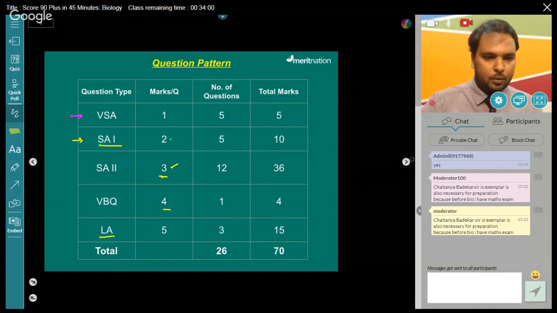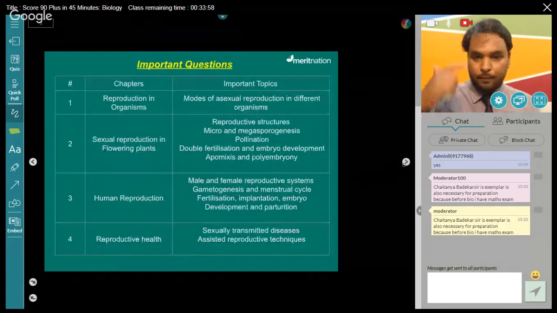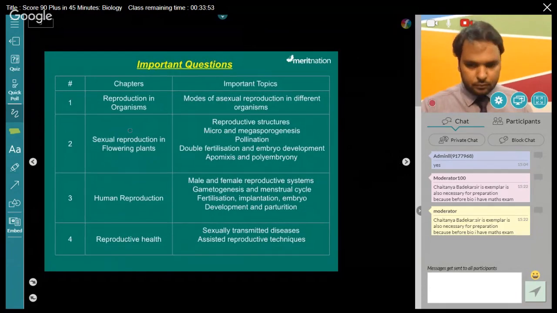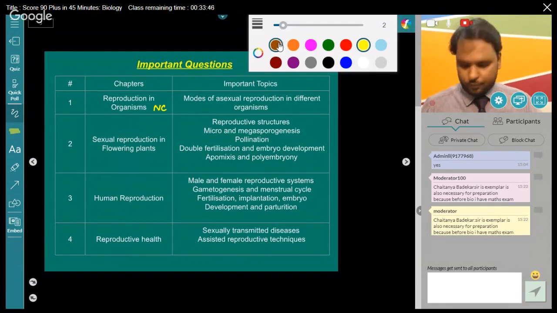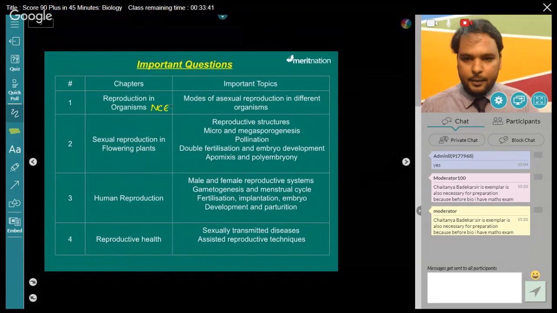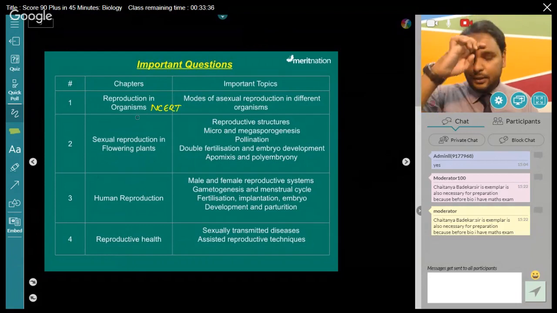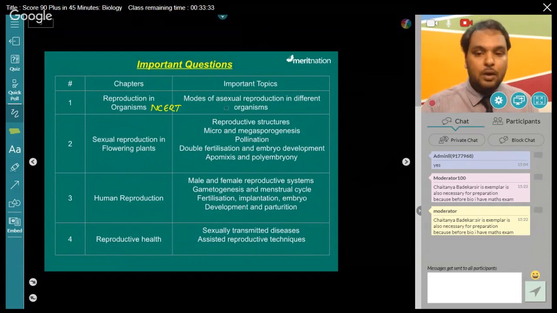Okay, so let's move into, once again, the important topics that I'm going to talk about. Here the very first unit is reproduction. For reproduction in organisms, you need to read NCERT. So I'll write NCERT here. For this chapter, NCERT will be more than sufficient, and you'll see the previous questions also. Modes of asexual reproduction in different organisms is a very pet topic from which questions come in your board examination.